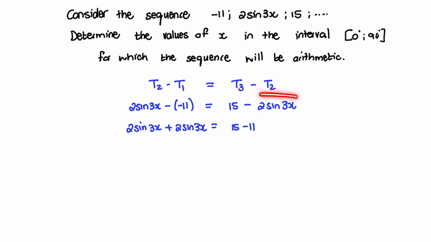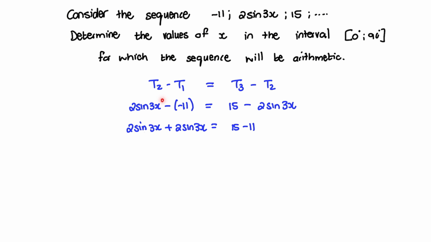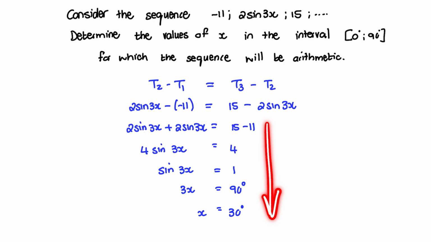What I'll do next, I'll move all the sines to the left-hand side and all the values to the right-hand side. So we have 2 sine 3x plus 2 sine 3x is equal to 15 minus 11. So remember, this minus 11 becomes plus 11 on the left-hand side, but when I move it to the right-hand side, I have minus 11. Let us follow the rest of the solution.